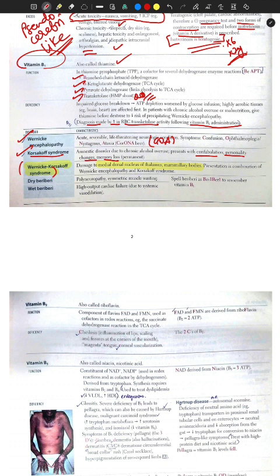That's all. So there can be dry and there can be wet beriberi, mostly wet because of high output cardiac failure due to systemic vasodilatation, and polyneuropathy, symmetrical muscle wasting. This word symmetrical is important. Okay, so this is a very, very important point.